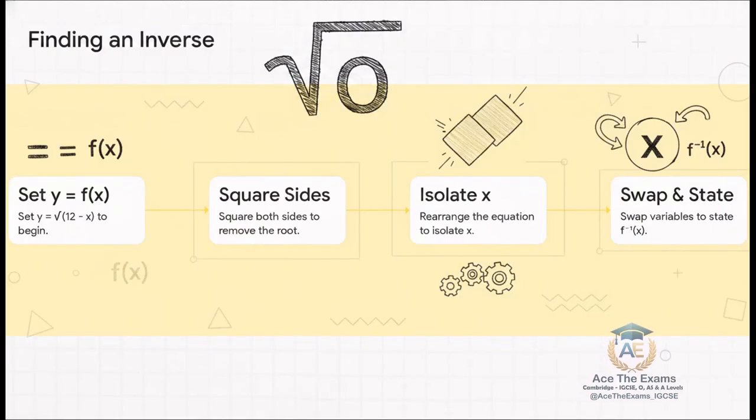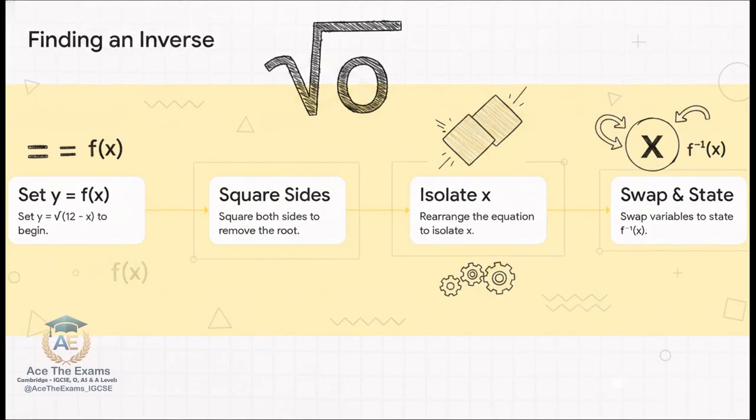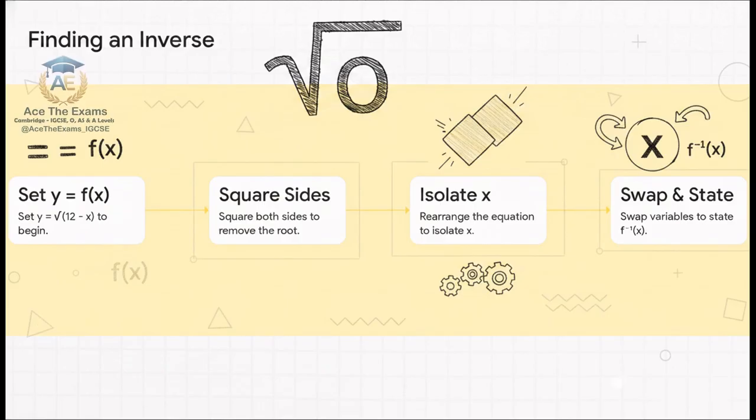Let's move to our next slide and watch this step-by-step procedure effortlessly unlock the inverse for a square root function. This is where Sam usually rushes and drops a negative sign. Not us. We use our PEEL framework. Step 1. Set y equal to the function, the square root of 12 minus x.